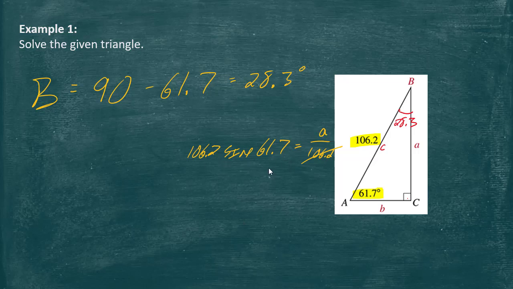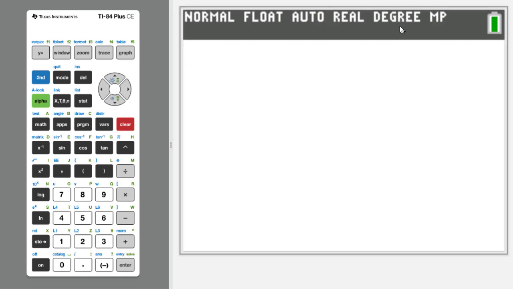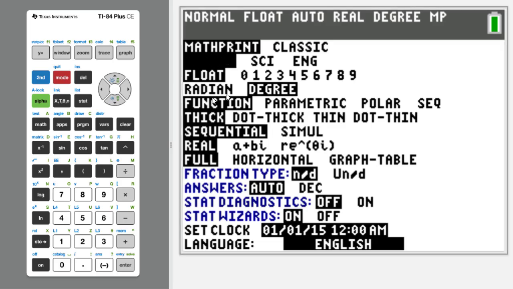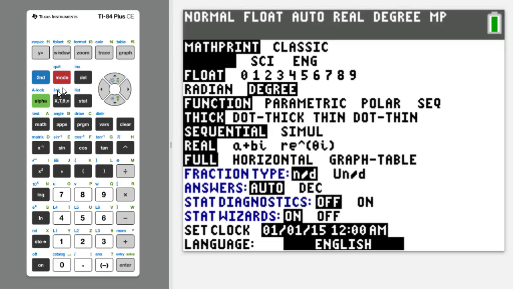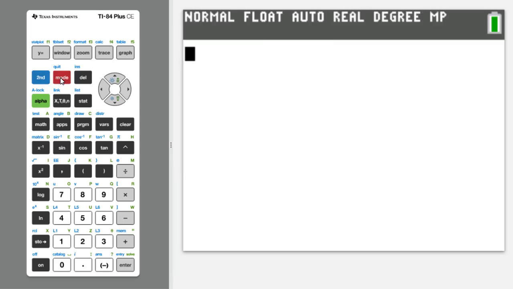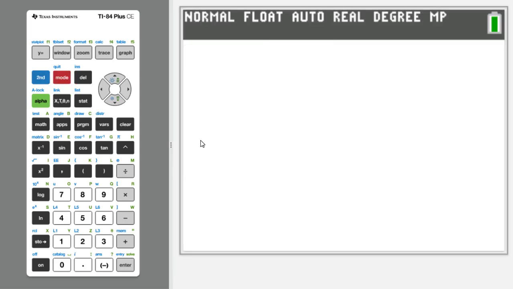If I now jump over to a calculator and type that in, first and foremost, double check that it says degree at the top, which I am in degree mode. If I needed to switch, I would go in here and make sure that degree is highlighted. Again, that's the mode button right next to the second function. To get out, press second of mode where it says quit, which takes me back to the main screen.